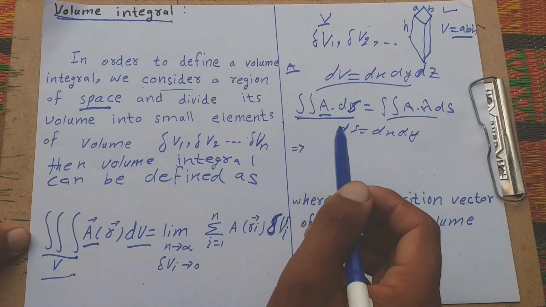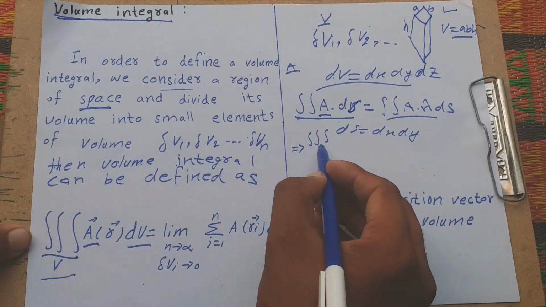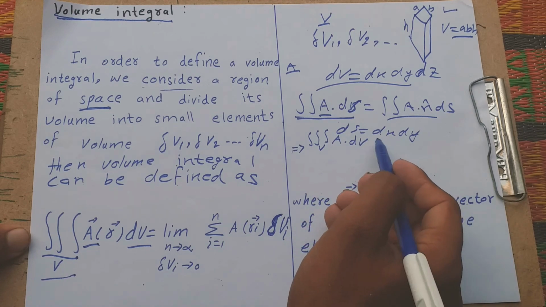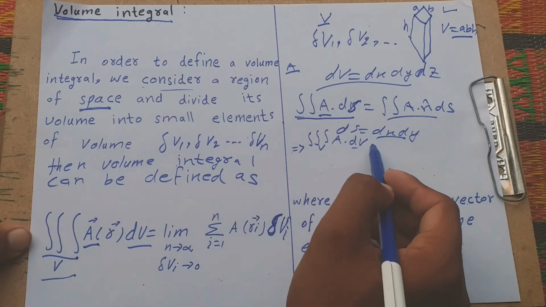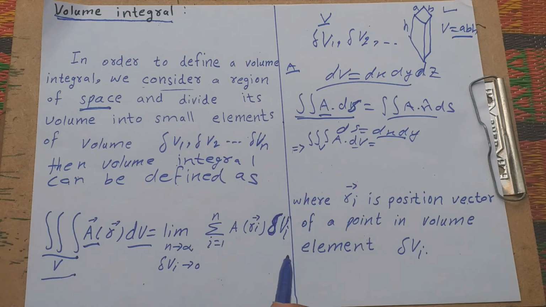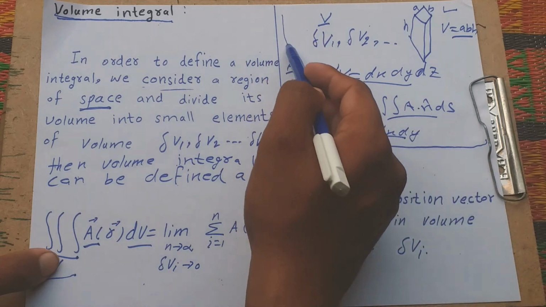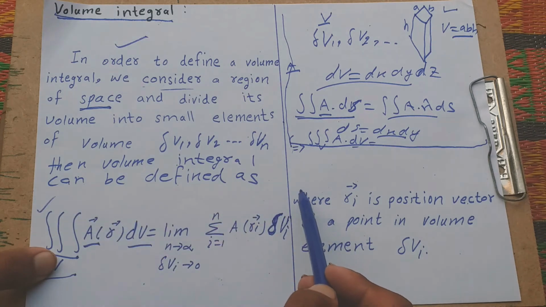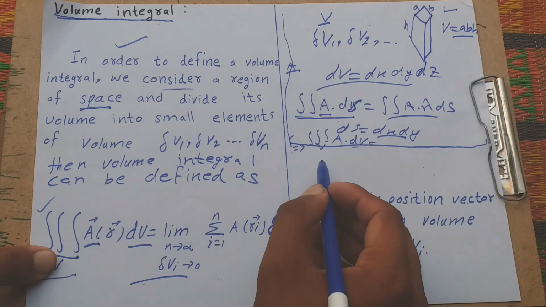But here we define the volume integral, a triple integral. A is a vector field, and dS means two dimensions, but now we discuss three dimensions, so we use dV. Then this is equal to this. Understand this explanation only for understanding. For the final paper, write this in your notebook.